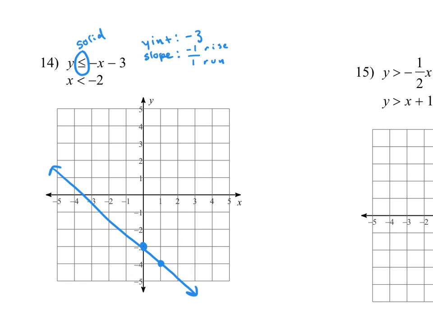What do we need to do next? Plug in 0, 0. So 0 is less than or equal to 0 minus 3, which would just be -3. So is this true? Is 0 less than or equal to -3? No. So where are we going to shade? Below. So we're shading down here.